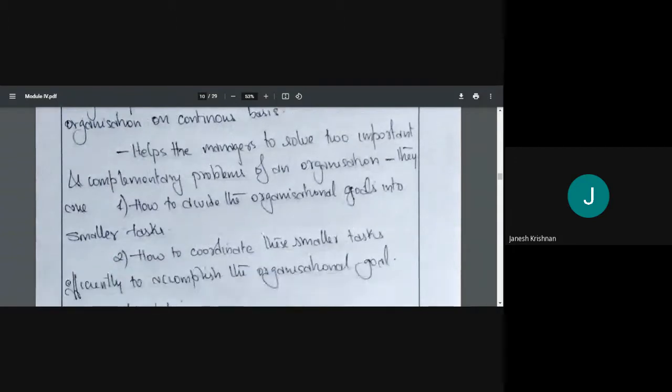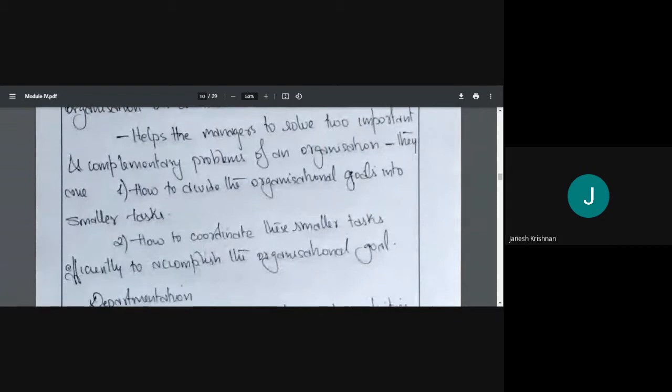Then how to coordinate these small tasks efficiently to accomplish the organization goal. So it is not that once you have divided it into small tasks, it's over. No, what we have to do, we have to oversee them. Okay? We need to see each department is functioning properly, and we should be coordinating with them so that our aim of conducting the arts is achieved. Okay?